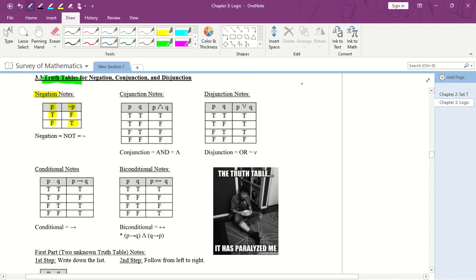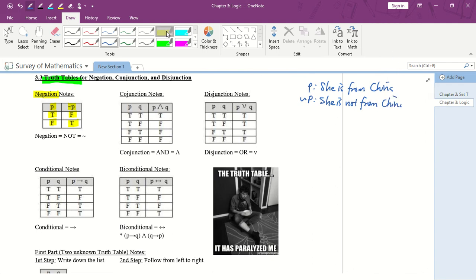So just for example, if I say P is equal to "she is from China," okay? If I put a negation on P, it will become "she is not from China." Now, I don't know whether she is from China or not. No matter what, if this is a true statement, when it is negated, it becomes false. And if it is false, it becomes a true statement. So this is just listing down all the possibilities.